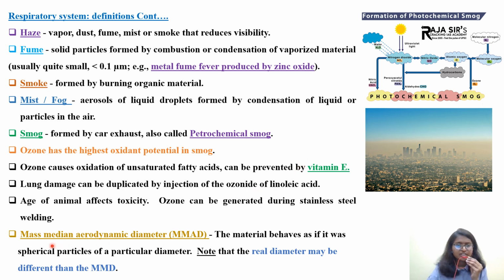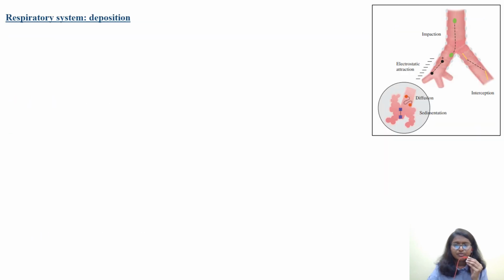Another important definition that you have to remember is MMAD, the mass median aerodynamic diameter. The material behaves as if it were spherical particles of a particular diameter. Note that the real diameter may be different from the MMAD. Next we'll discuss what is impaction, what is interception, what is diffusion, and what is sedimentation.